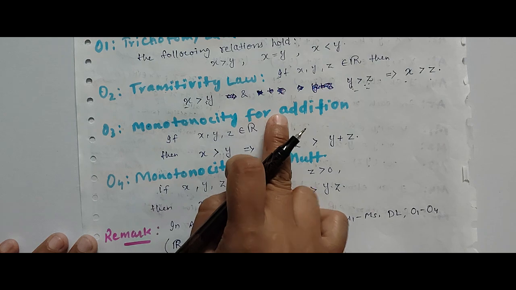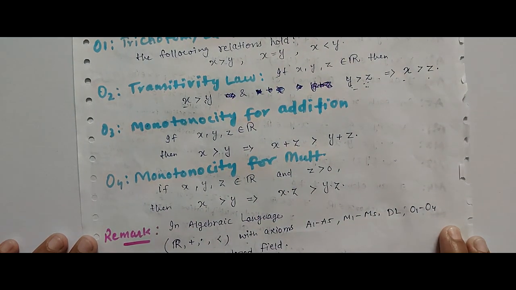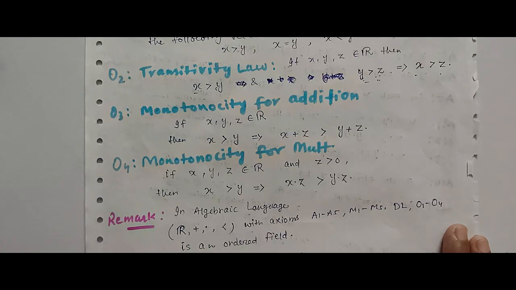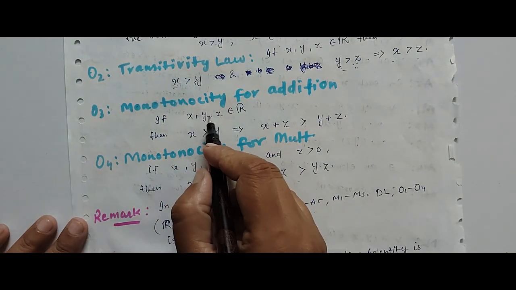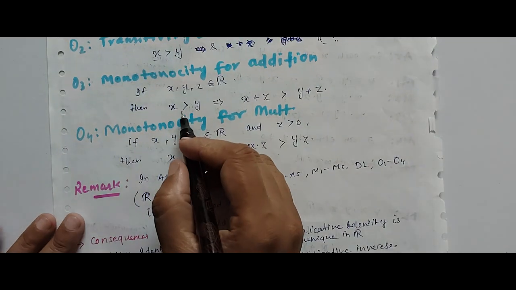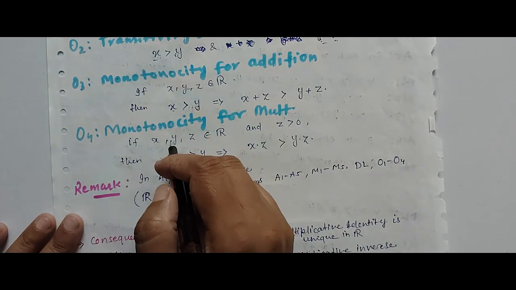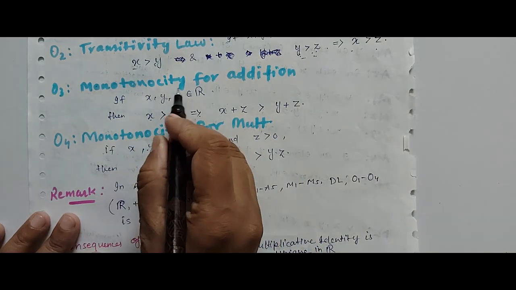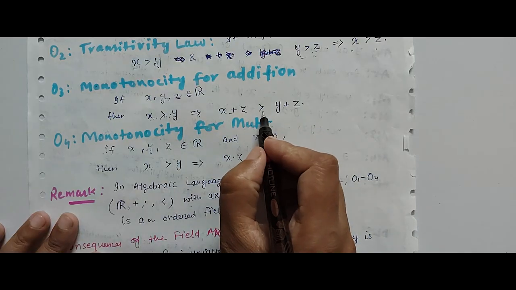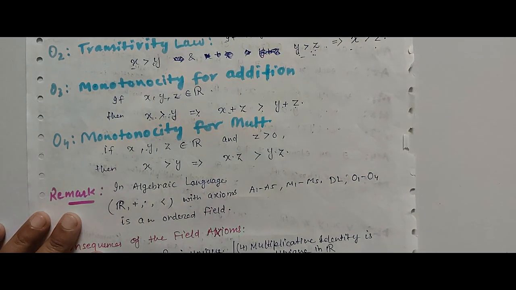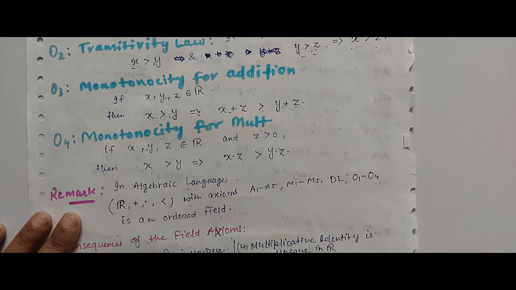Then monotonicity for addition. We use monotonicity for addition very frequently in problems, but we don't know that it is this property. What is this property? If you have x, y, z in R, and suppose x is greater than y, then if you add this third element z to both sides, that is x plus z and y plus z, the order will not change. We use this very frequently in many problems, right? So basically this is monotonicity for addition.